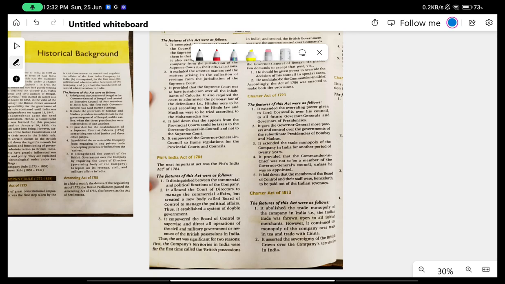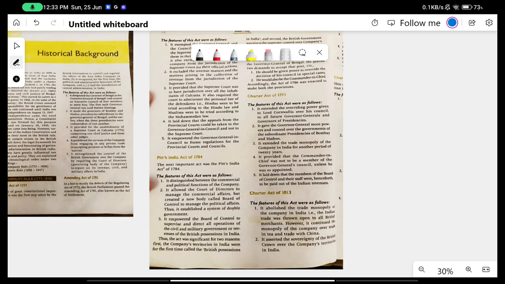But obviously now, since the functions are differentiated, we would need new people to handle those affairs, right? Some people will now need to handle the political affairs, and some other people will need to handle the commercial affairs. So the commercial affairs are obviously given to the company, but the political affairs from now on would be taken care of by the Board of Control.